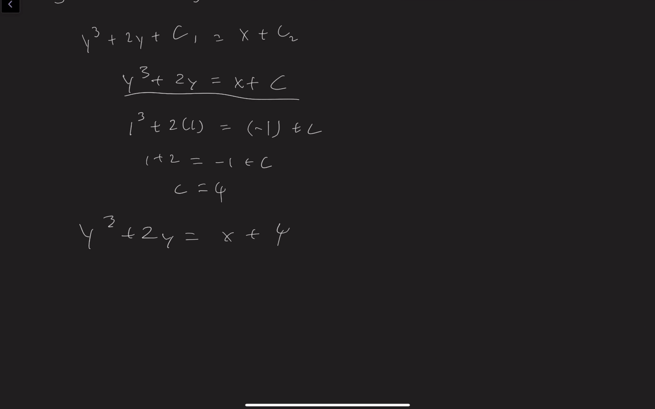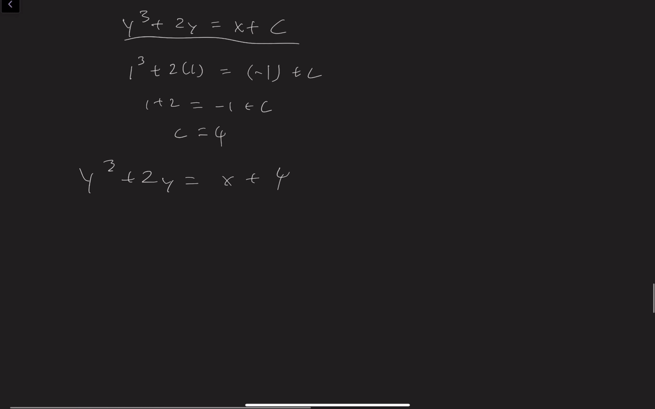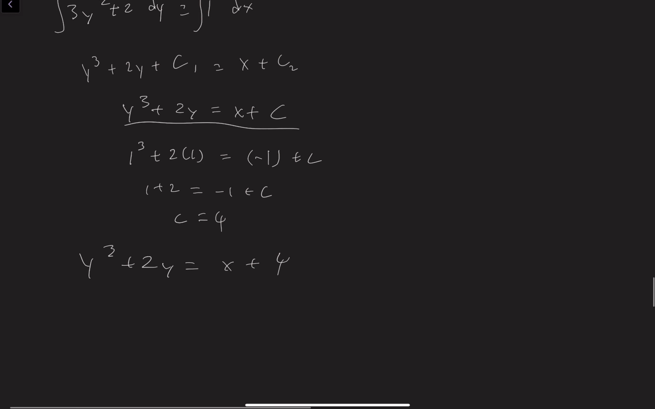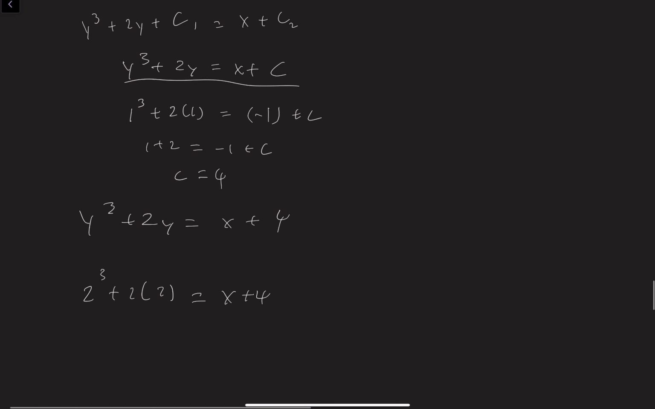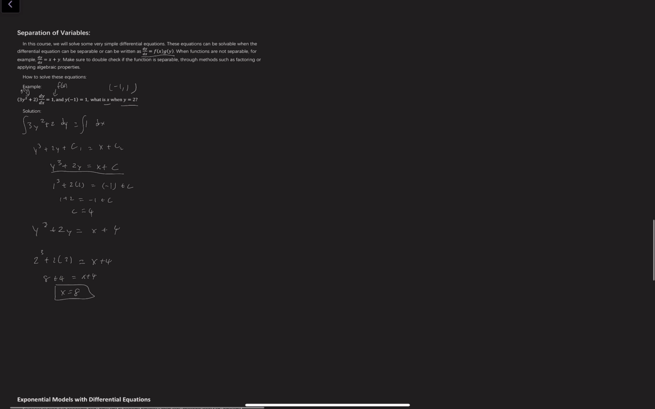And it's not really beautiful because it's not a function of y; the y doesn't appear only once. But it's okay because our goal is solving for the x coordinate when y equal to 2. Now we just need to solve for x. Let's substitute 2 into y. So 2 cubed plus 2 times 2 equal to x plus 4. What is this? 8 plus 4 equal to x plus 4. So x equal to 8. And that is the solution for this.